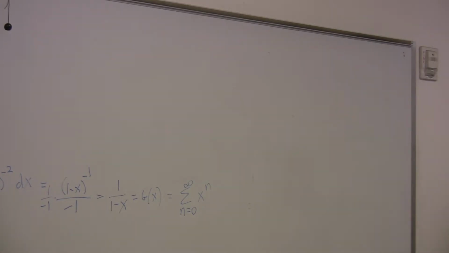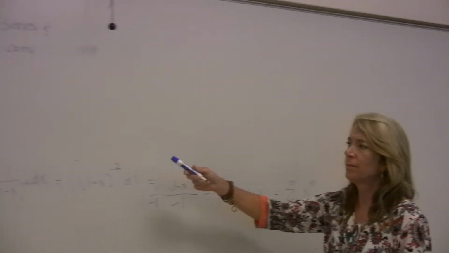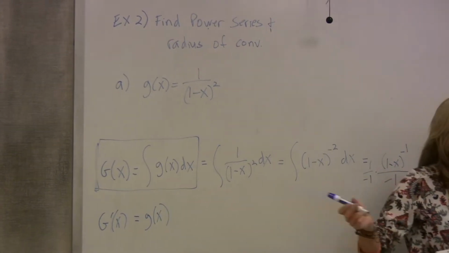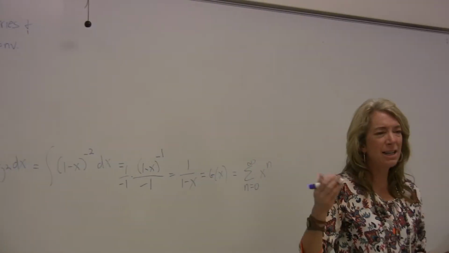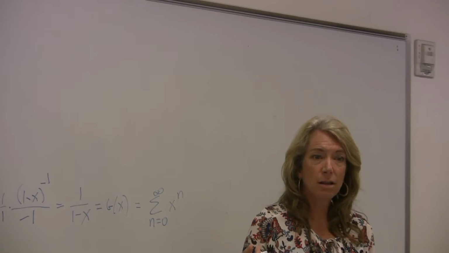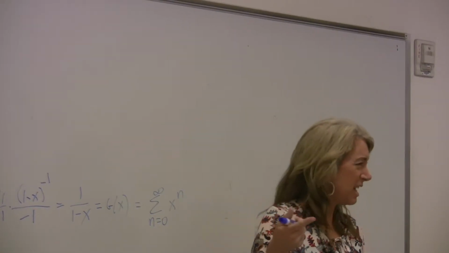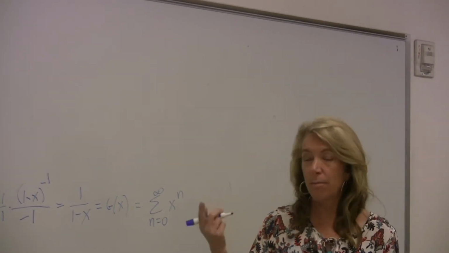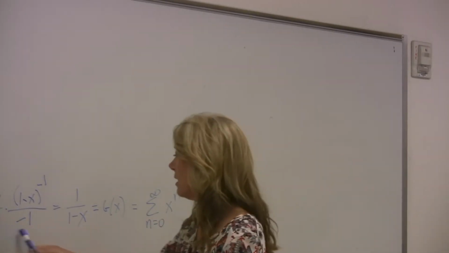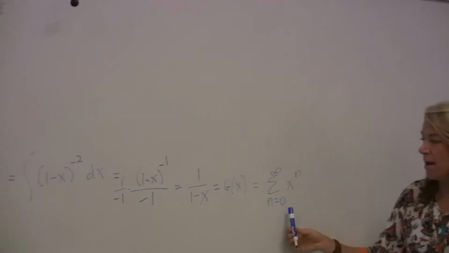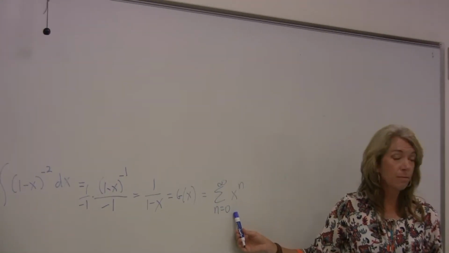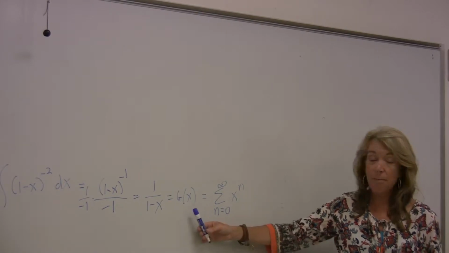So I took our original problem, I integrated it. The reason I integrated it was because I needed to get rid of that exponent of 2 in the denominator. I needed it to be an x to the 1. So the only way I could change it is to integrate it and make it go up by 1, from a negative 2 to a negative 1. So I integrated it and got to here. Then I wrote that one as a series, using our same formula we've been using. But this is capital G of x.